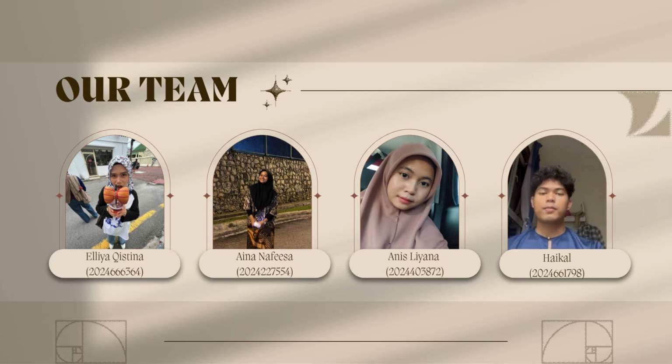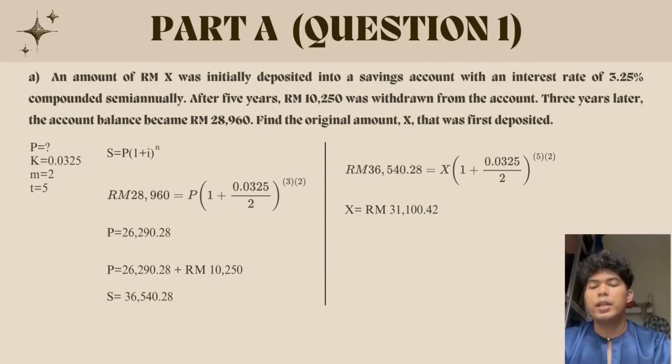An amount of RMX was initially deposited into a savings account with an interest rate of 3.25% compounded semi-annually. After 5 years, RM10,250 was withdrawn from the account. 3 years later, the account balance became RM28,960. Find the original amount, which is X, that was first deposited.